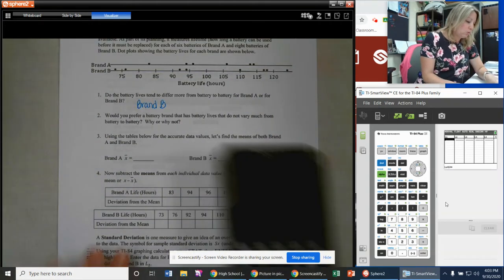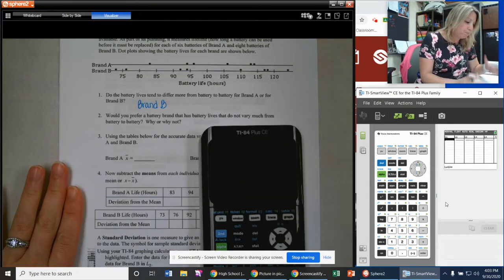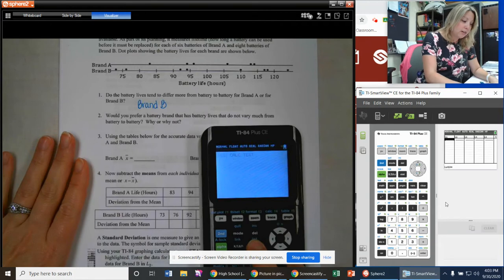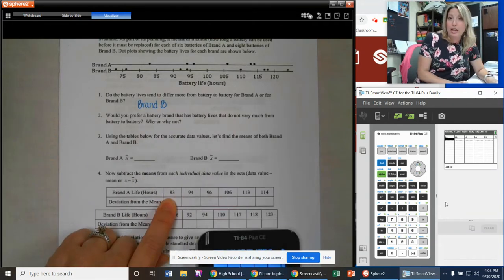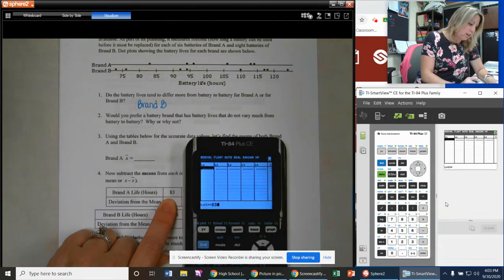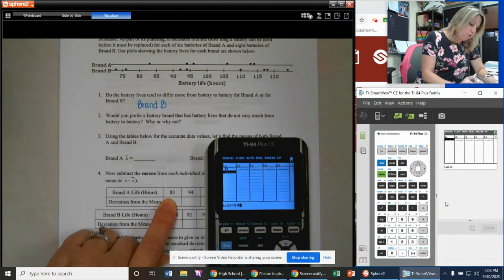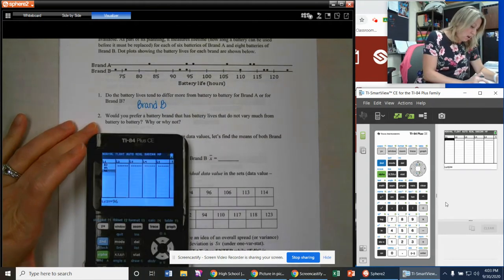So I use these values down here that are in the tables already. What I'm going to do is press stat and enter. And in L1, I'm going to put brand A. Okay, so L1 is going to be brand A: 83 and 94 and 96 and 106 and 113 and 114.